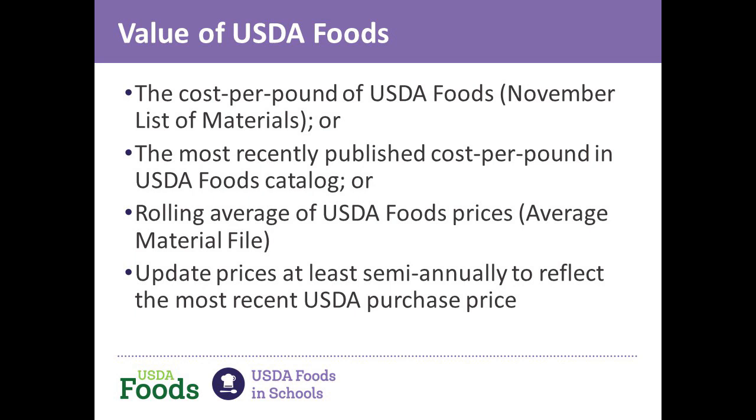USDA Foods can be valued in 3 ways. The cost per pound of USDA Foods, which is the November list of materials, or the most recently published per pound cost in the USDA Foods catalog, or the rolling average of USDA food prices, the average material file. USDA does post the November list of materials and the average material file annually on the website.